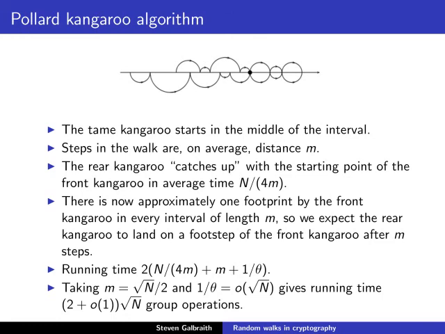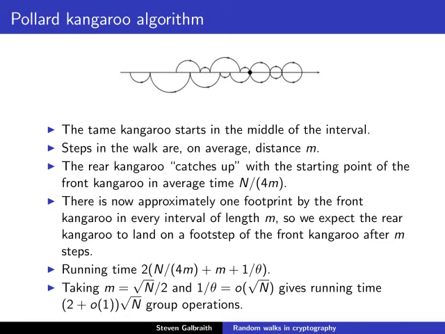So let me show you how you optimize the parameters for this algorithm. The parameter to be optimized is this number m. Tame kangaroo starts in the middle, so it starts at n over 2. So we've got 0, we've got n somewhere, this is n over 2. In this case, the tame one's in the front and the wild one's at the back. It could be the other way around. But either way, there's a front kangaroo and a back kangaroo. There's a front kangaroo which starts more towards the right of the interval than the other one.